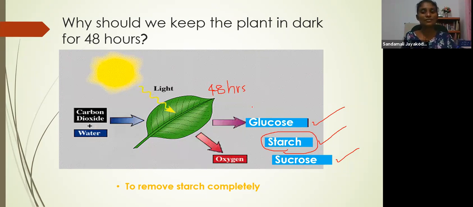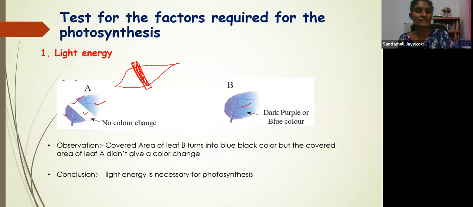So new glucose is not produced to be converted into starch. And the starch already produced has been converted into sucrose and sent out. Now, this plant leaf doesn't contain any starch. That's why we removed the starch at the beginning, because we want to test whether starch is produced during photosynthesis. If photosynthesis had happened at first, we wouldn't get these two results. We would get two purple colored leaves like this.